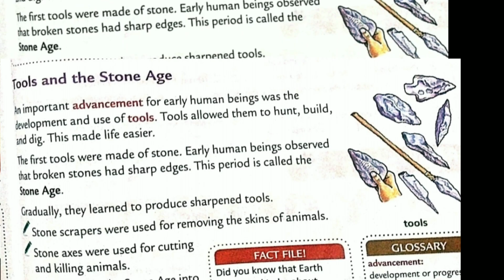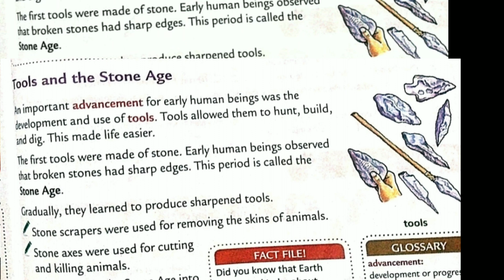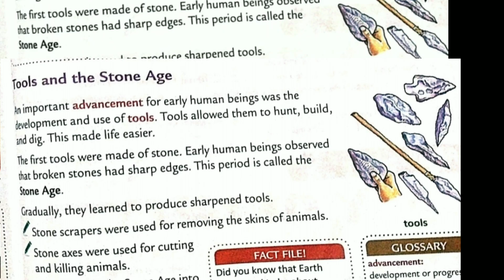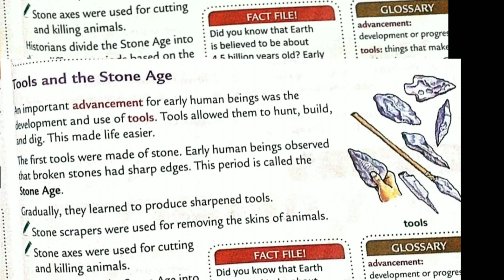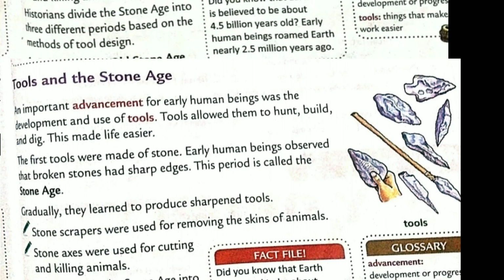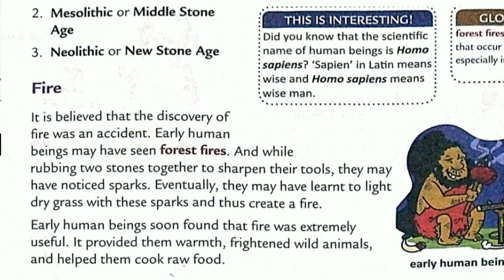Historians divided the Stone Age into three different periods based on the methods of tool design. Very important. First one, Paleolithic or Old Stone Age. Second one, Mesolithic or Middle Stone Age. Third one, Neolithic or New Stone Age.